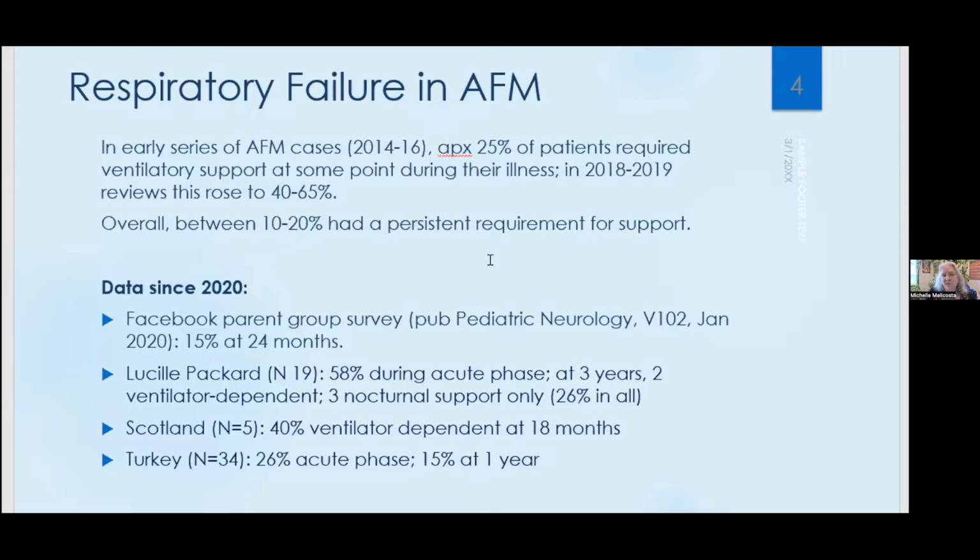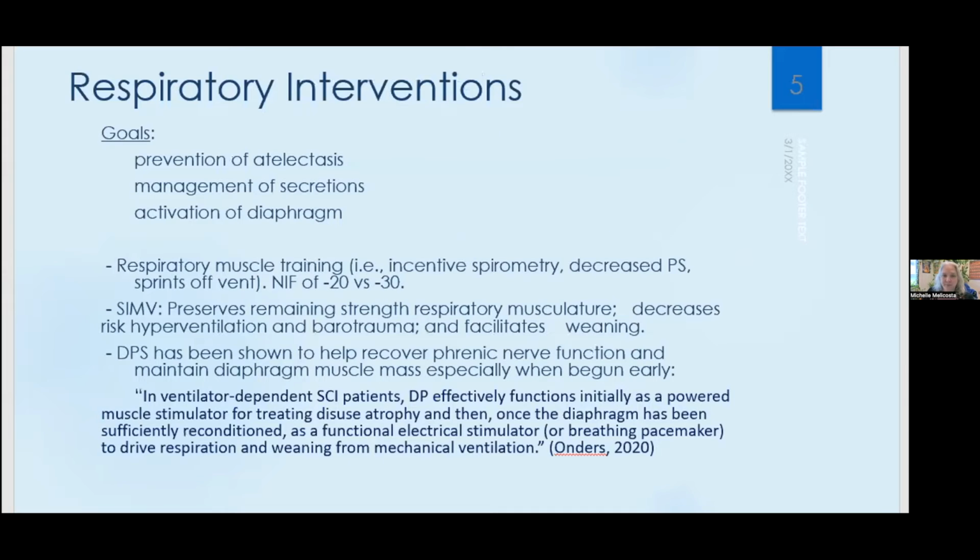So it's just curious whether those are just, these are really small numbers, right? Because this is a rare disease. And so is it really a meaningful difference, or is it just a factor of the small sample size? But overall, we're definitely seeing that somewhere around half of the kids with AFM do wind up on a ventilator in that acute setting, and somewhere between 10 to 25% are still requiring it a couple of years out.